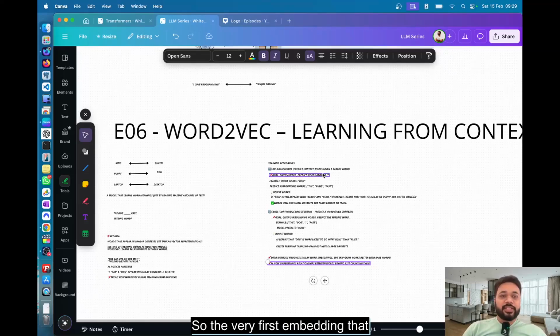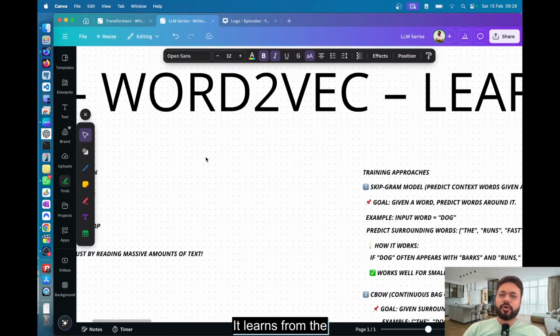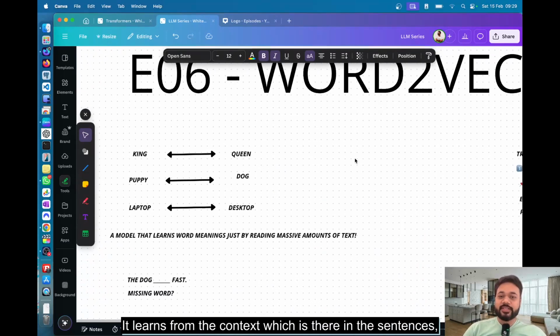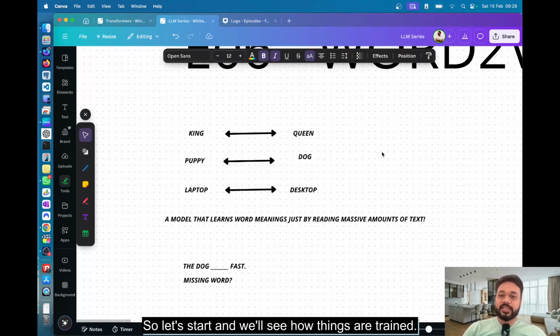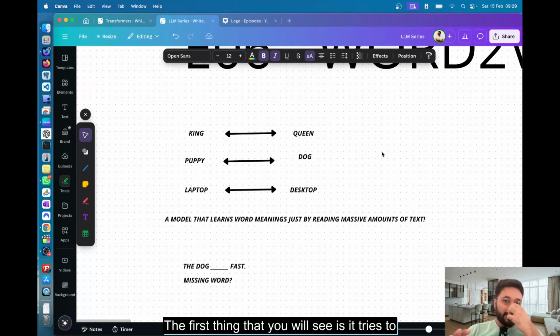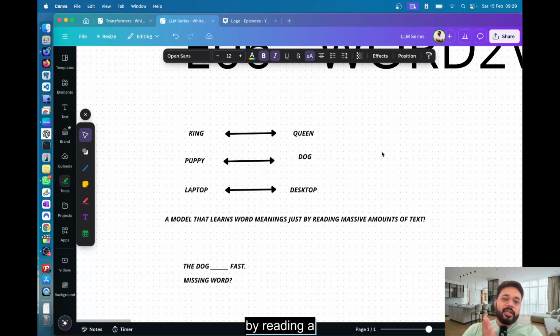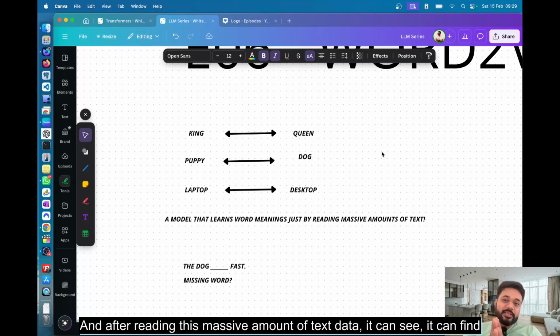So the very first embedding that we are going to talk about is also known as Word2Vec. It learns from the context which is there in the sentences, right? So let's start and we'll see how things are trained. The first thing that you will see is it tries to find the meaningful relationship by reading a massive amount of text data, right? And after reading this massive amount of text data, it can find embeddings.